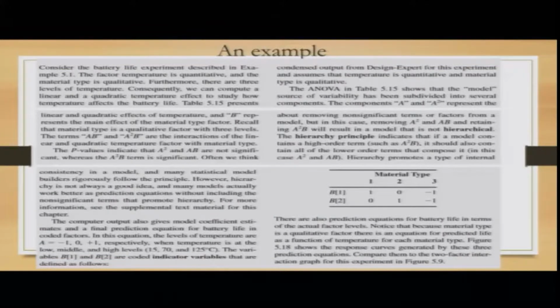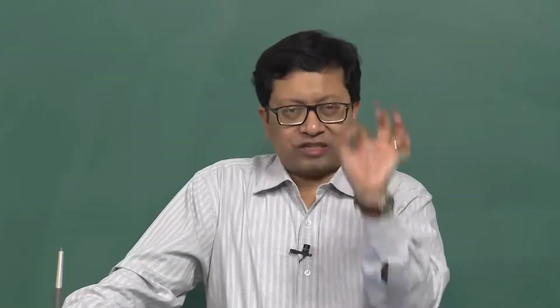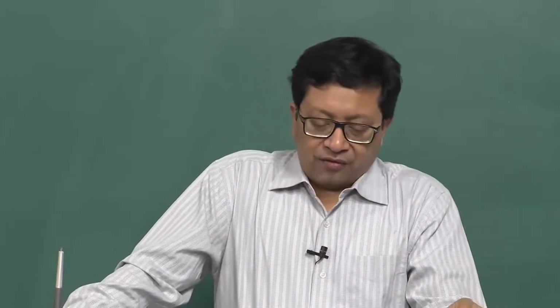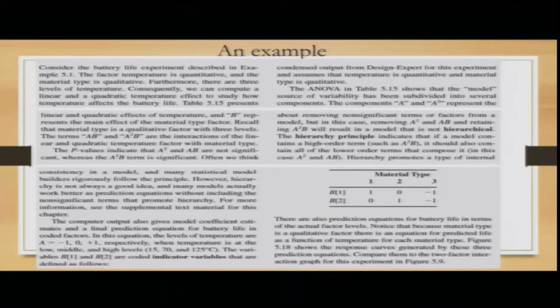So, let us consider an example in detail. Consider the battery life experiment which you have already discussed. The factor temperature is quantitative and the material type is qualitative. Material type can be, for example, higher level of lithium, lower level of lithium, considering lithium batteries, but the temperatures, if you remember, are quantitative in nature, because those are values either in centigrade or Fahrenheit. Furthermore, there are three levels of temperature. Consequently, we can compute a linear and quadratic temperature effect to study how temperature affects the battery life.